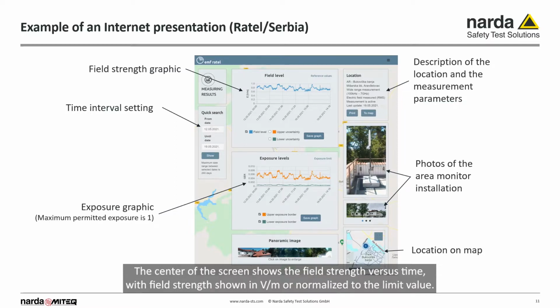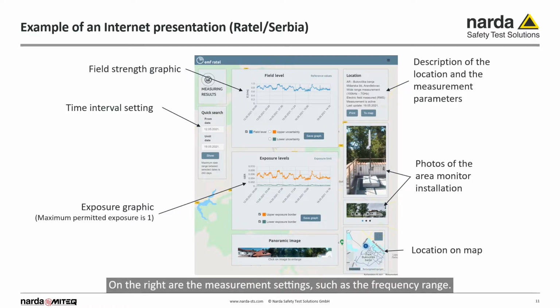The center of the screen shows the field strength versus time, with field strength shown in volts per meter or normalized to the limit value. On the right side, the measurement settings, such as the frequency range. Photos of the installation and the location of the area monitor on a map are also shown.